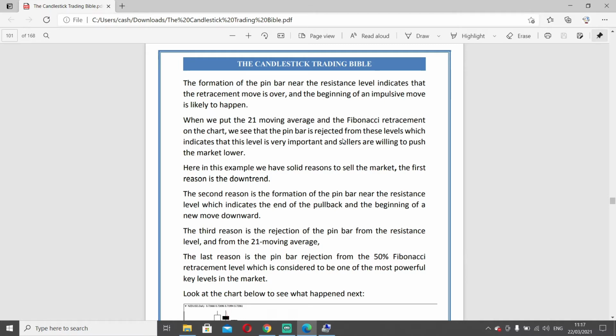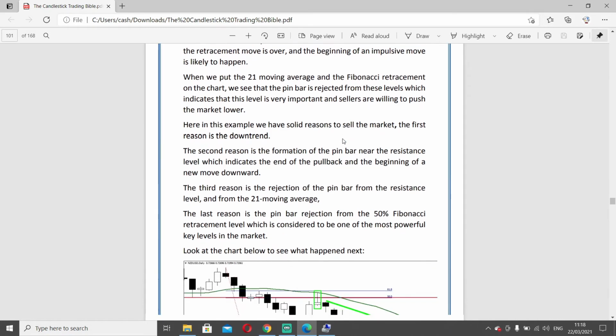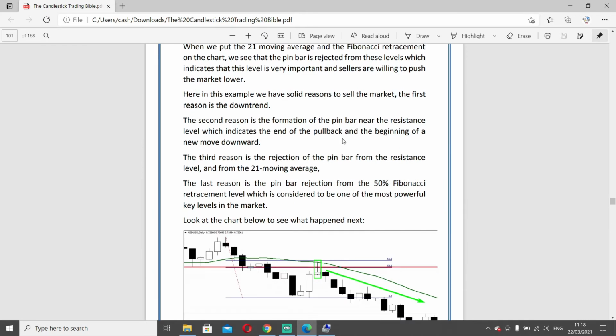The first is the downtrend, the second is the formation of the pin bar near resistance, which indicates the end of the pullback and the beginning of a new downward move. The third one would be the pullback itself for me, because most price action traders will wait for price to break out and then pull back before entering the trigger. The fourth reason is the rejection of the pin bar from the resistance level and from the 21 moving average.